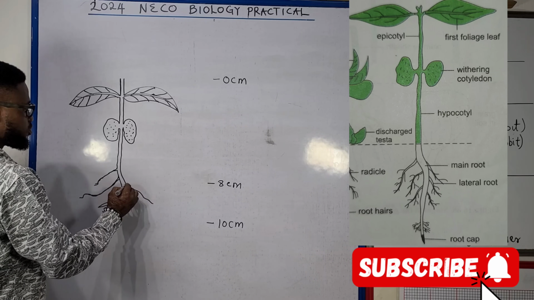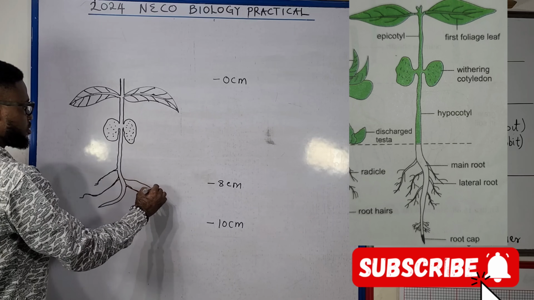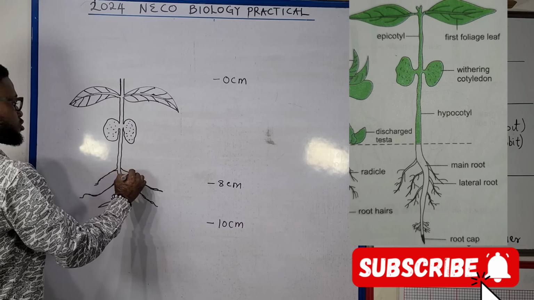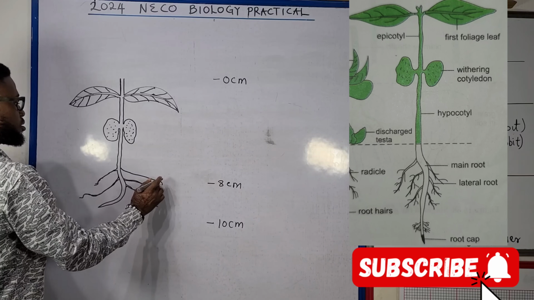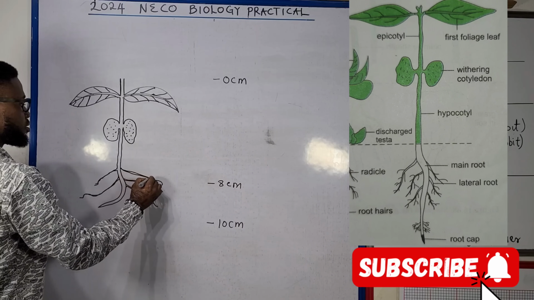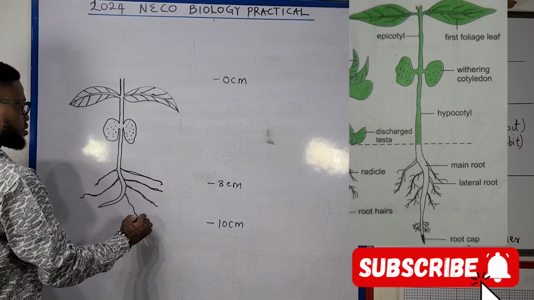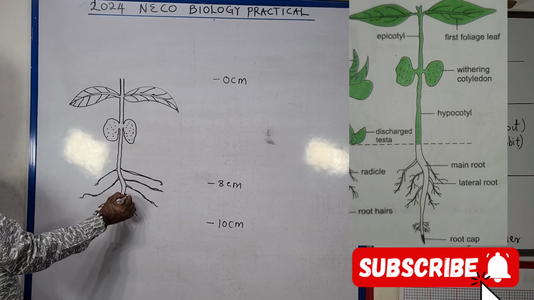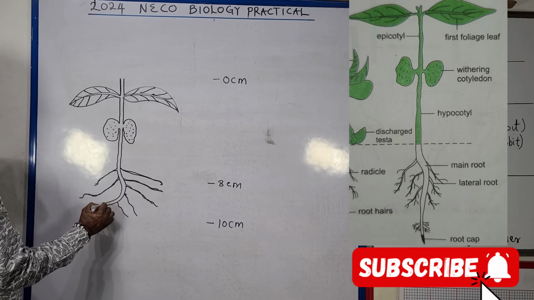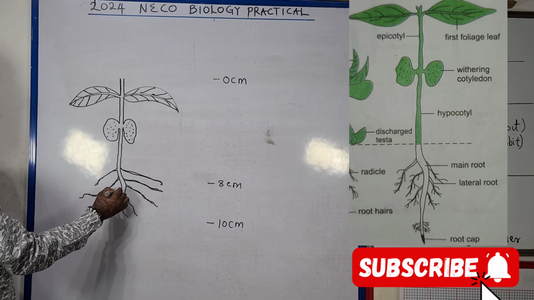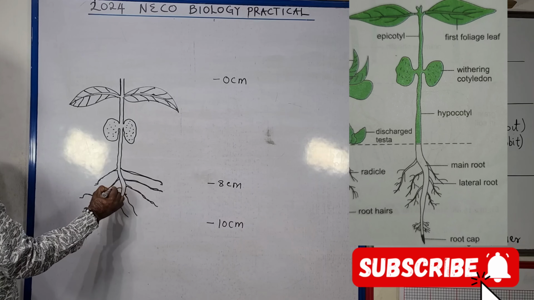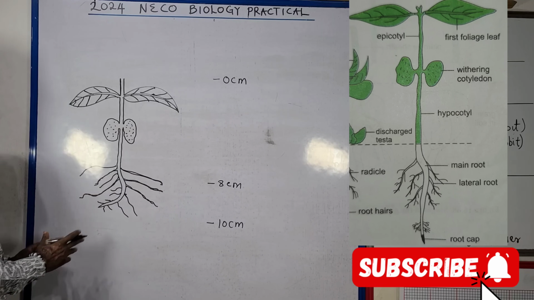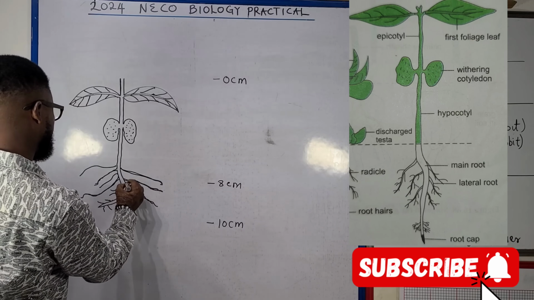Numerous branches, by the way. Just do your thing. It must not be more than the 10. Just numerous branches from the root system here. When you look at this, this just does it.